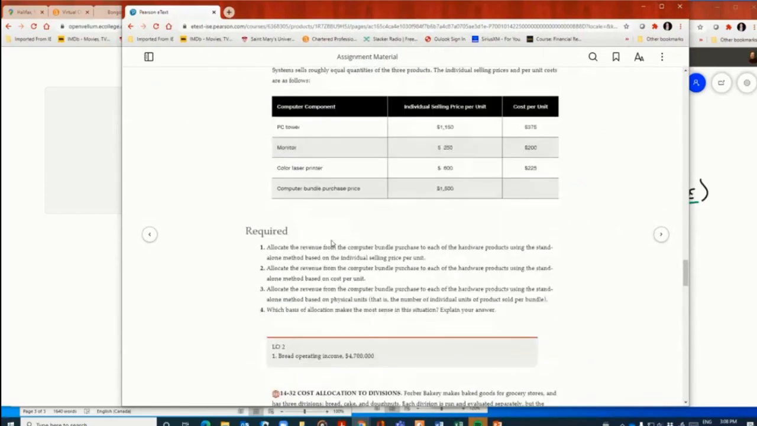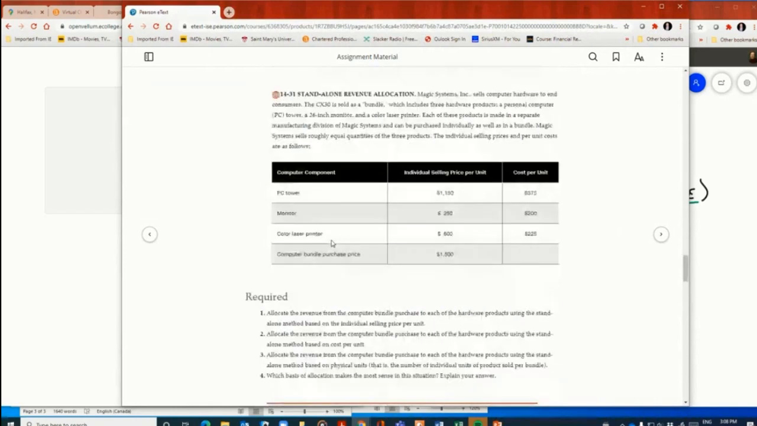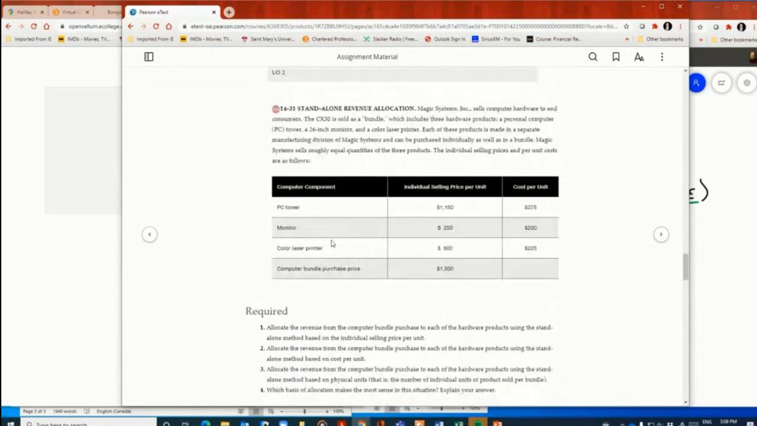So this is problem 31 in your book. And I find this one an interesting one because in this case, we're not allocating costs, we're allocating revenue. But it's a kind of scenario that would often show up in real life, actually.